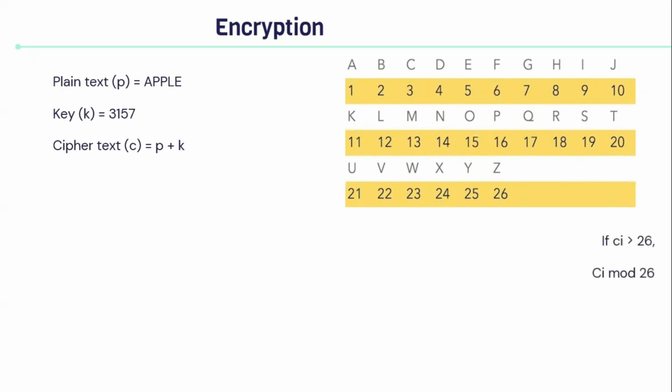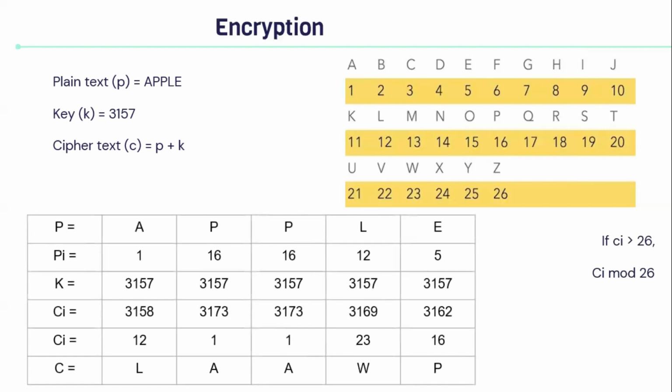If the value of CI, which is the ciphertext index, is greater than 26, then we have to mod it with 26, because the alphabet is from 1 to 26. If the value is greater than 26, there won't be any alphabet to choose. So we have to mod it with 26 to convert the greater number to between 1 and 26.